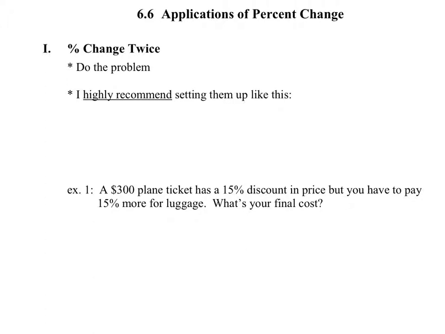But the percent change stuff is the exact same as you've been doing, but it's two problems in a row, sandwiched in each problem. So the hint is to do the problem in two steps, and I would highly recommend you set them up something like this. The problems you've been doing so far have one number. You're starting with this number here, then there's some percent change to get this number here. And when you did the problem, you did percent times the original equals the new.